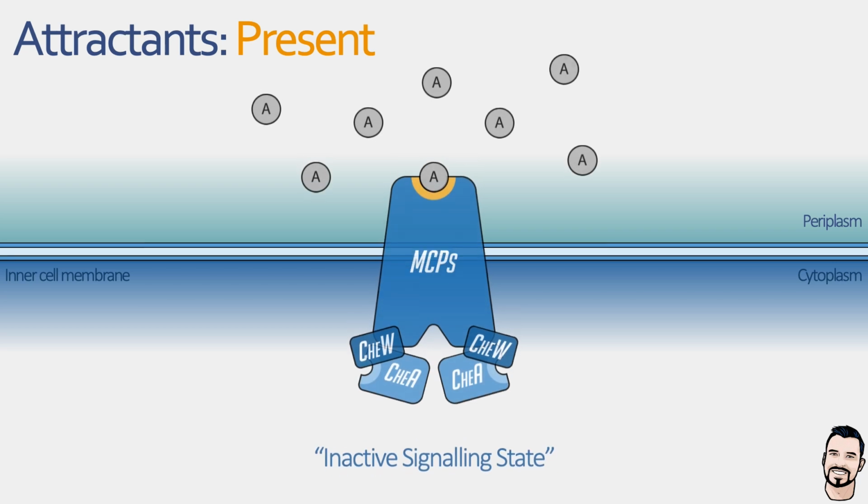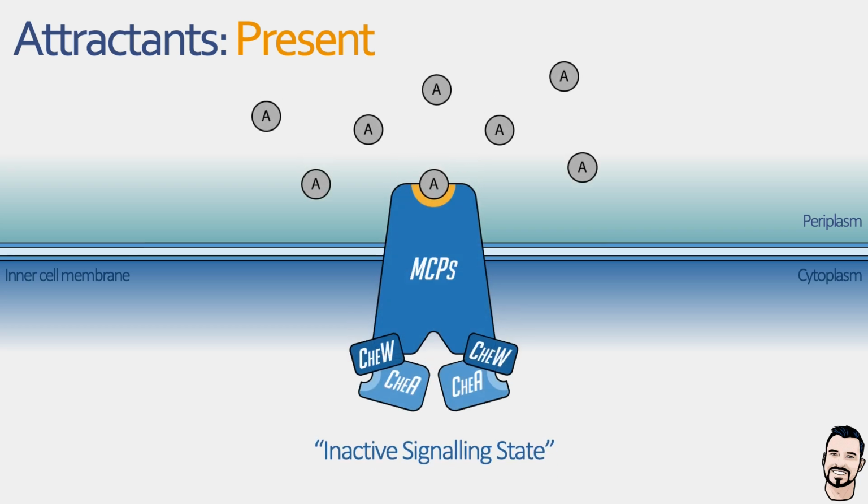Now again, if we take 2 steps back, the chemosensory complex in its inactive signalling state is able to interact with a protein known as CheR. Now, CheR is a methyl transferase that plays a role in adaptation, and what we mean by this is that it influences the sensitivity of the MCP to attractant and repellent signals, helping the cell adjust its response over time.